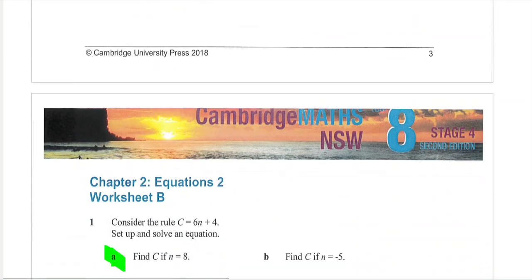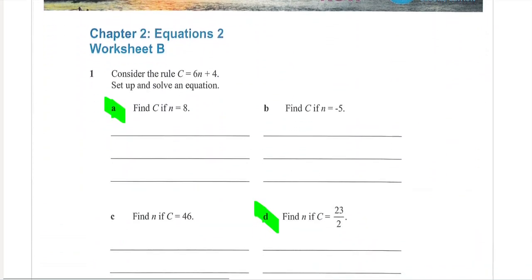Okay, so worksheet 2, still on equations, so we keep going. In this first question, we are using the rule C is equal to 6n plus 4. There are 2 different types of questions. The first one is the easy one, because we're trying to find C, which is by itself, and we're just subbing in that n is equal to 8. The second one down here, we'll have to rearrange the equation. Okay? All right, so the easy one first.